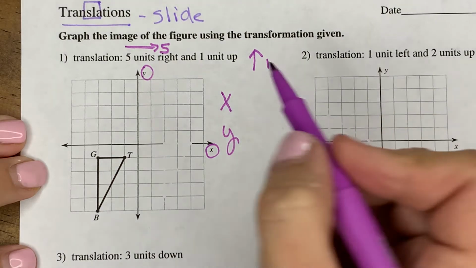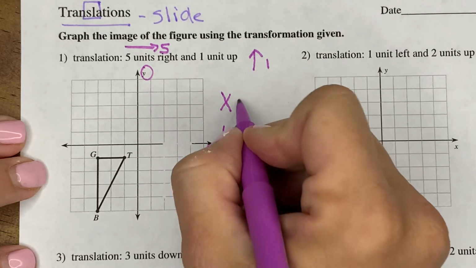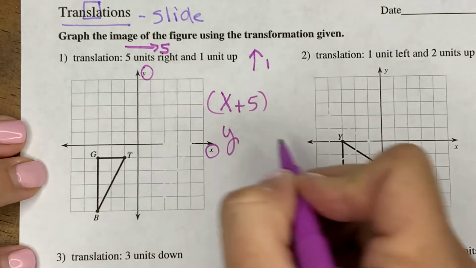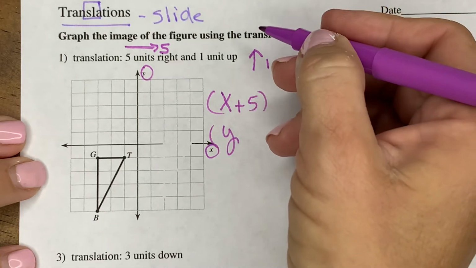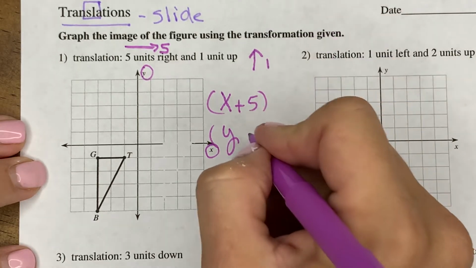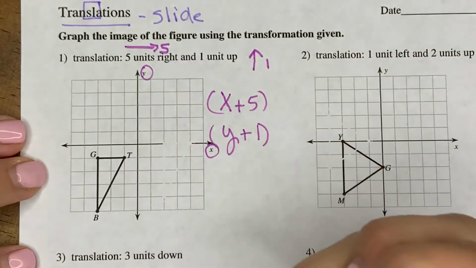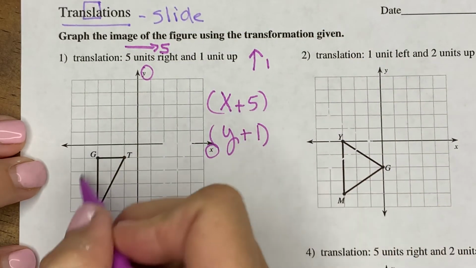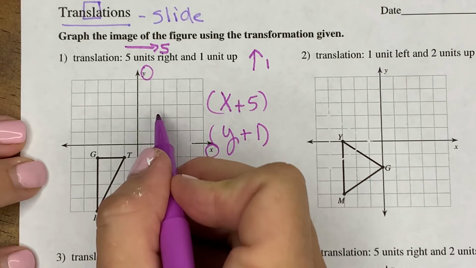Now if we go on the x, we're going to go right 5. If we go right, that's positive. We're going in the positive direction. And on the y-axis, if we go up, is that positive or negative? That's also going to be positive, because remember, up is positive and down is negative. So now we know we have to move this triangle to the right 5 and up 1.